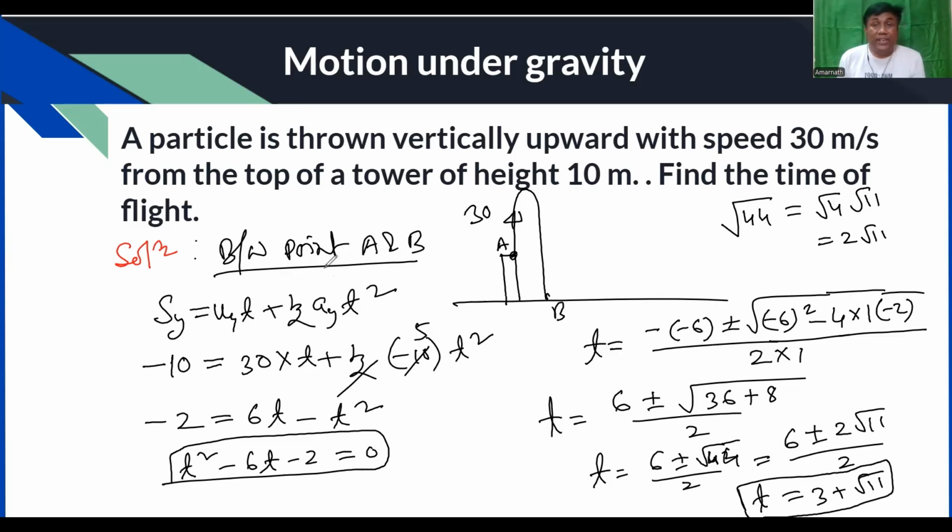See, I have three formulas: V equal to U plus AT, S equal to UT plus half AT square, V square equal to U square plus 2AS. Out of the three, which one will be applicable? Actually, this is just hit and trial. In this question, except for T, everything is known, that is why I use this formula. In V equal to U plus AT, I don't know T and I don't know V either, so how can you solve it? Which formula to use will come with experience. No need to worry about it.